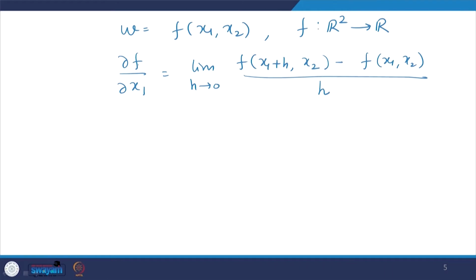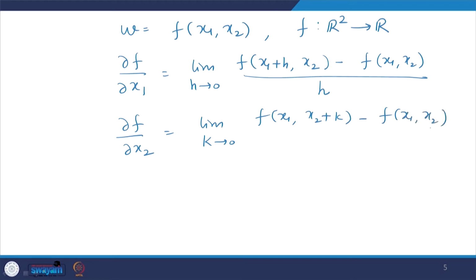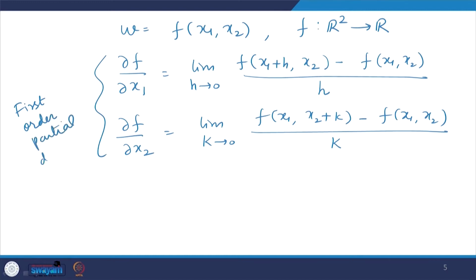If we are dealing with the partial derivative of f with respect to x1, then this h will be only with x1 and the other part will be x1, x2. Similarly, if we define del f upon del x2, it may be defined as the limit k tending to 0 of f of x1, x2 plus k minus f of x1, x2, upon k. In this way we can define first order partial derivatives, with respect to x1 and x2, provided these limits exist.